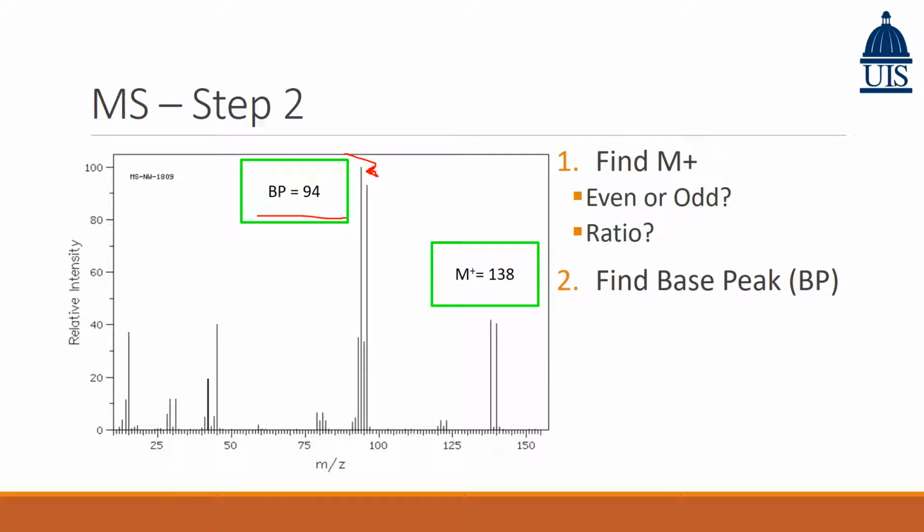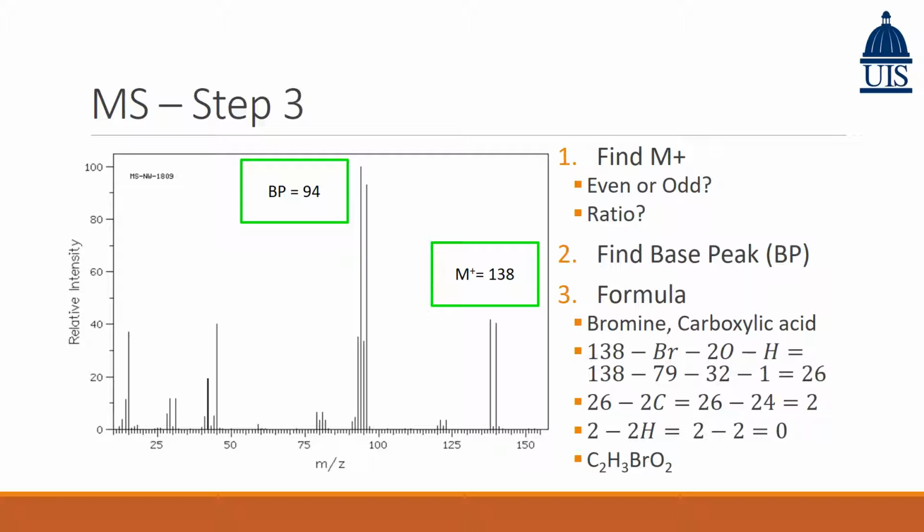Okay, that's the second thing we need to figure out. The third is we are going to try to figure the formula out. So keeping in mind that we have a bromine present, most likely, and a carboxylic acid present, most likely, we can start with our M+, and we can start to subtract the masses of these different atoms away from it.